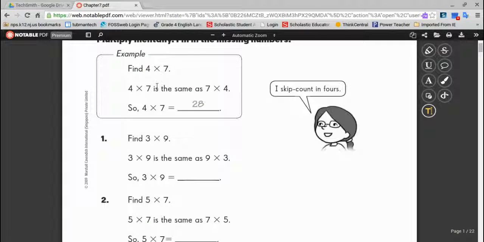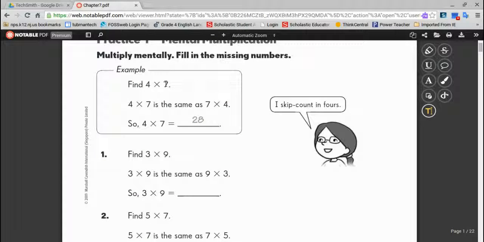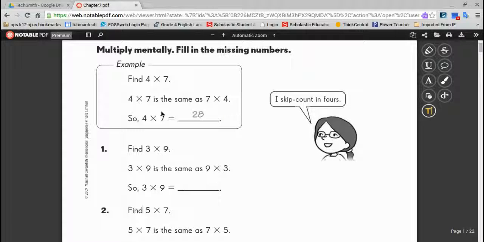Alright, so if you look at the example, you have 4 times 7, and you know that 4 times 7 is the same as 7 times 4. We can switch these around and we will get the same exact answer. So 4 times 7 is 28 because 7 times 4 is also 28. And again, they skip count in 4s. So in this example, you can skip count by 4s or you can skip count by 7s.